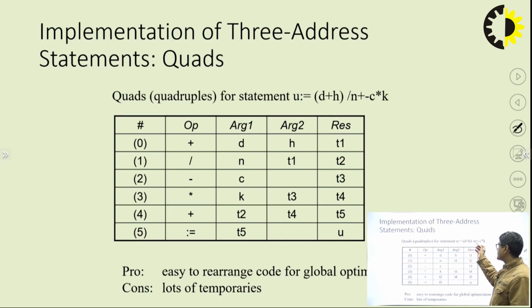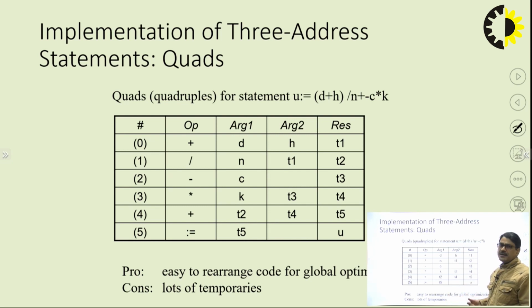Now next, this is the quadruple example: d plus h by n plus minus c into k. Firstly we have to convert this into 3 address code: d plus h, T1, then slash n, T2, then plus minus c is another, T3, then star k, T4, then both will be added, and then equals to T5. What is the pro? It is easy to rearrange code for global optimization. What do we mean by that? Every time we have availability of the intermediate values during this 3 address code.